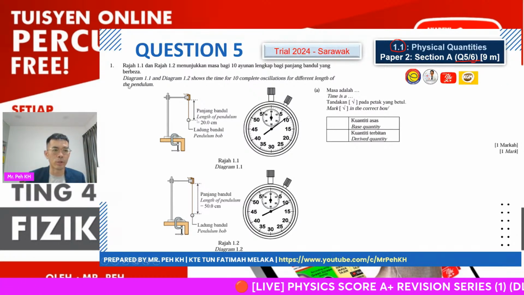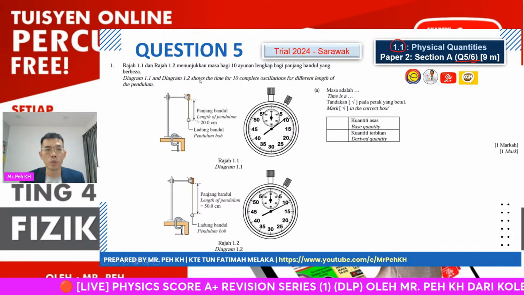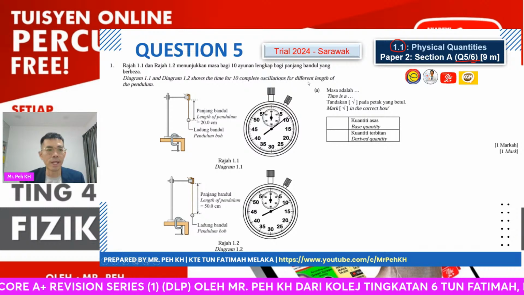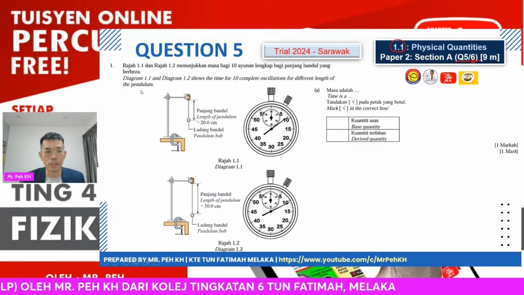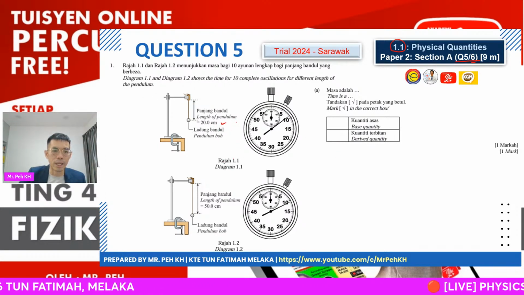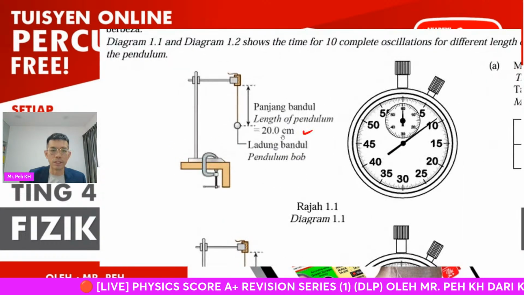So here will be the question. Let us read the question together first. Diagram 1.1 and 1.2 show the time for 10 complete oscillations for different lengths of the pendulum. Here we have two different lengths. Diagram 1.1 will be 20 cm, then 1.2 will be 50. So I enlarge the figure for you.